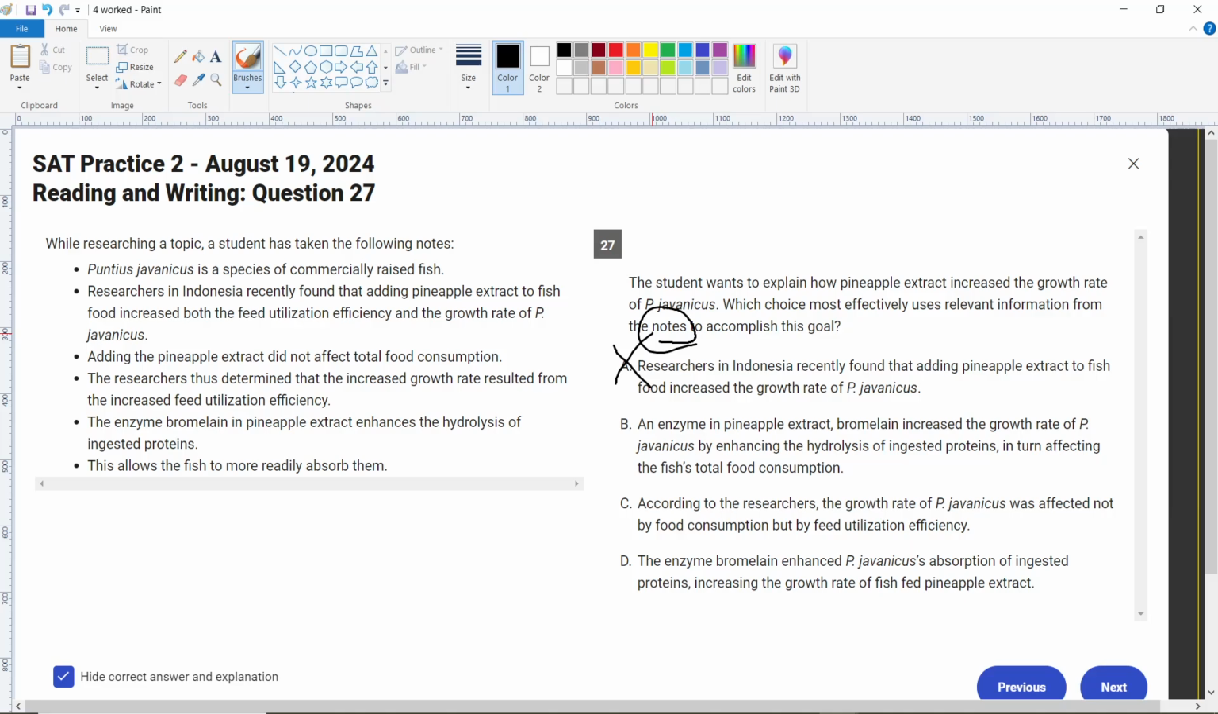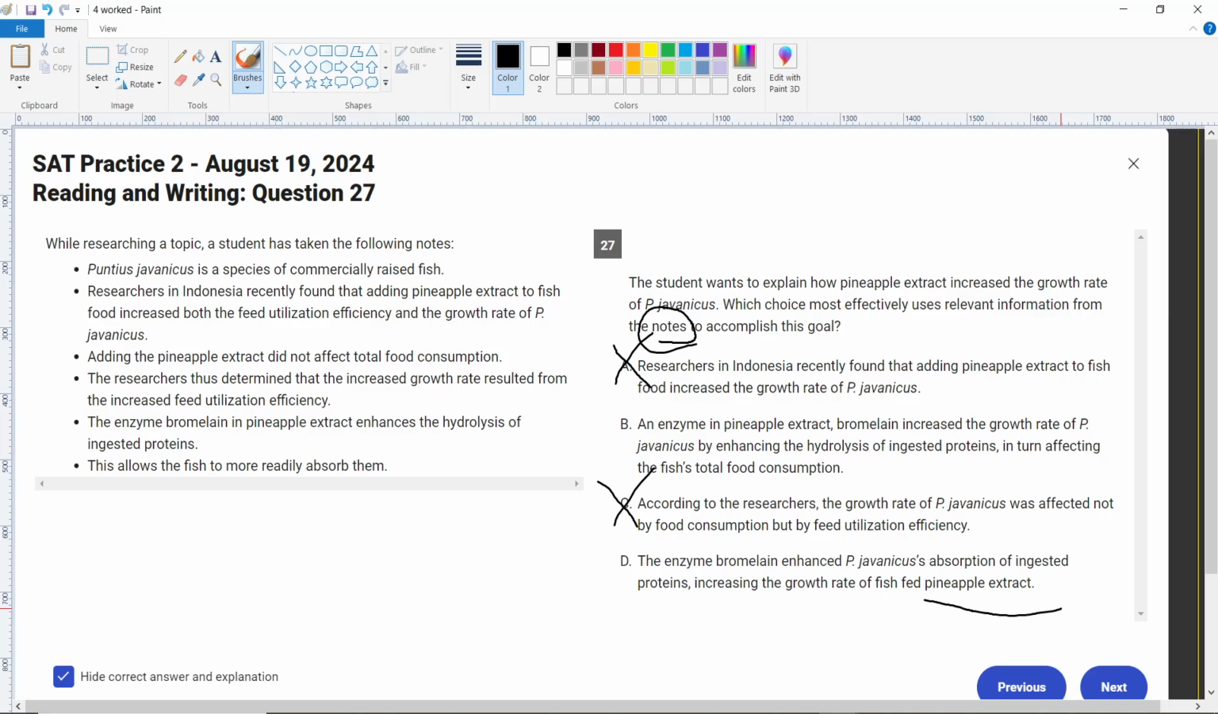C: According to the researchers, the growth rate of P. javanicus was affected. It doesn't matter how you pronounce it, I know what it is. The growth rate of P. javanicus was affected not by food consumption, but by feed utilization and efficiency. No explanation of how. D: The enzyme bromelain enhanced P. javanicus's absorption of ingested proteins, increasing the growth rate of fish fed pineapple extract. So there it is. Pineapple extract increased the growth rate by having this enzyme bromelain that enhanced its absorption of ingested proteins. So D also addresses it.